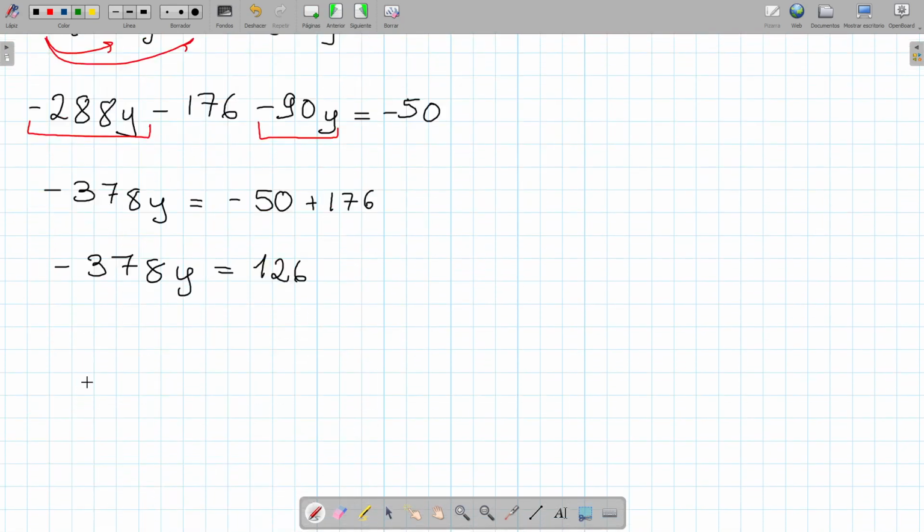Okay, so as an answer, what we have here is 126 divided by minus 378. The value here, if we do this, we have minus 126 divided by 378, which gives us minus 1 over 3. This time the answer will be a fraction.